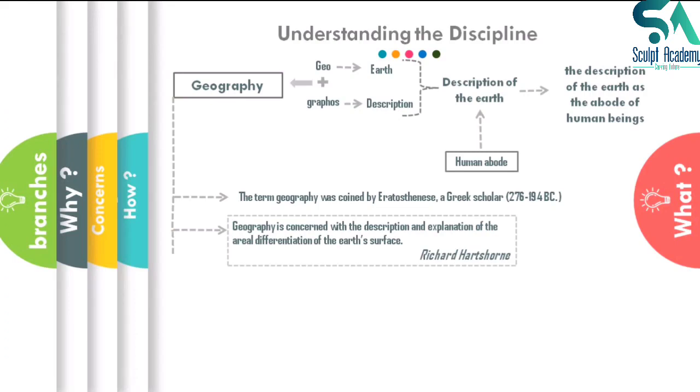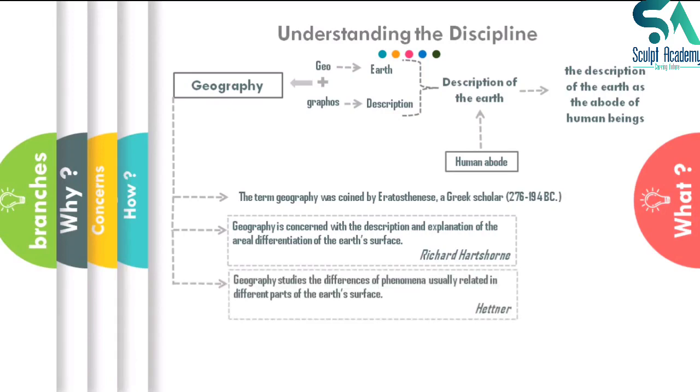Another geographer, Hettner, defined geography in his own terms. Geography studies the differences of phenomena usually related in different parts of the earth's surface. What he's trying to say is, geography tries to study the different physical as well as human phenomena taking place at the different parts of the earth. Basically, Hartshorne and Hettner are trying to convey the same thing but in different words.